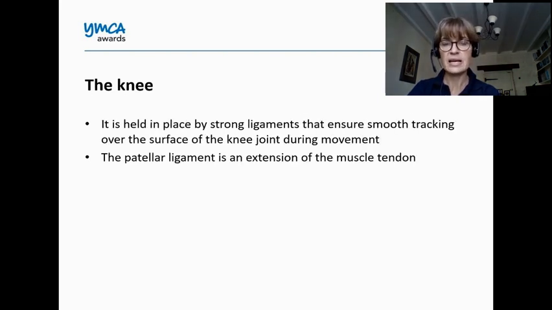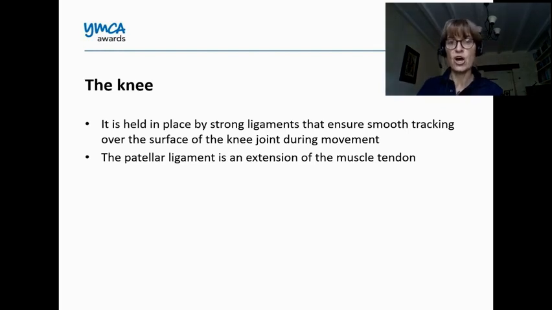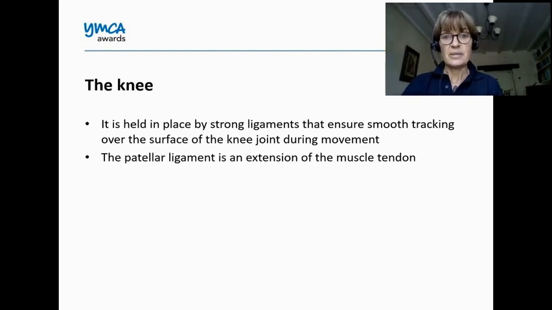So the knee, as I've said, needs to be strengthened by the ligaments because you've got the movement of the patella. All the ligaments and the muscles have to be well balanced to ensure you get that smooth tracking over the knee joint during movement. And the patellar ligament is an extension of the quadriceps muscle tendon. So when we look at muscles, you'll see how all the tendons from the different quadriceps muscles merge together to form the patellar ligament, which attaches into the tibia.